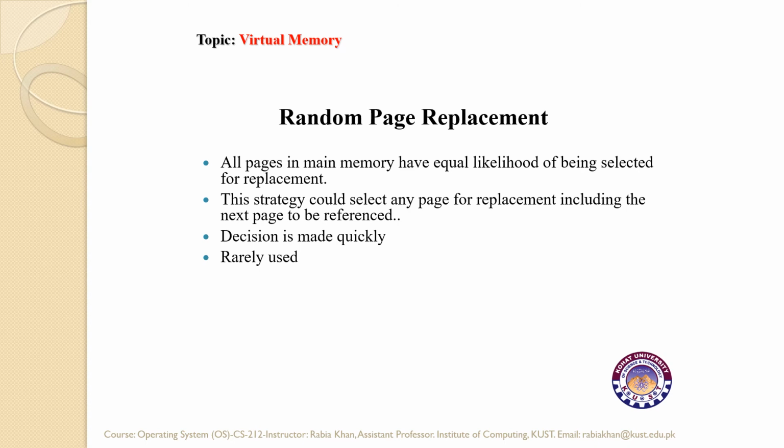Another page replacement algorithm is random page replacement, and it states that all the pages in the memory have equal likelihood of being replaced. There is no criteria for selecting a page for replacement, as any page can be replaced at random, even the one which is needed next. The decision is made very quickly here. So again, this is not considered an effective algorithm. Hence, it is used very rarely.